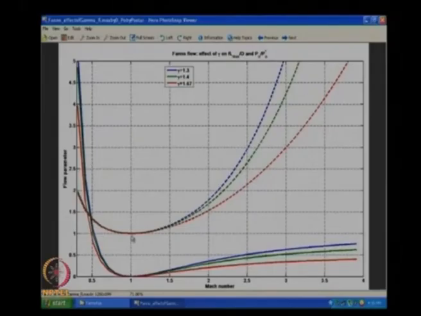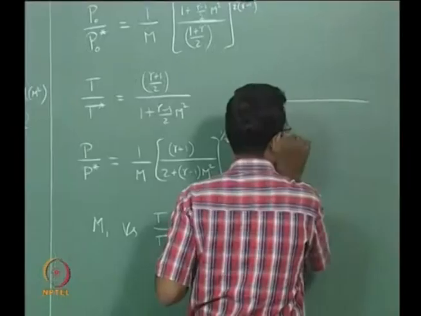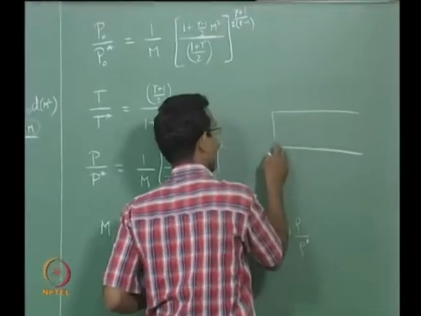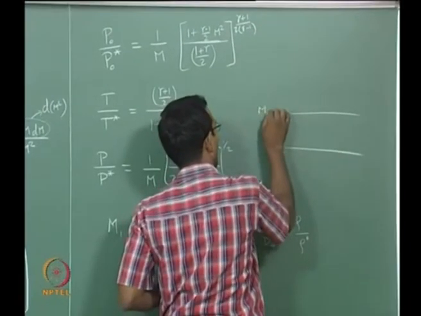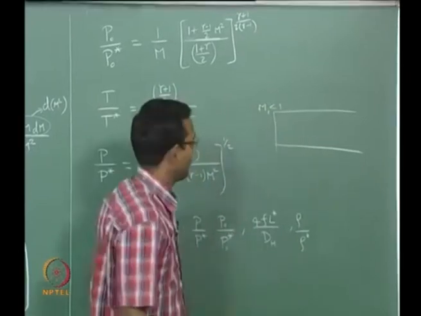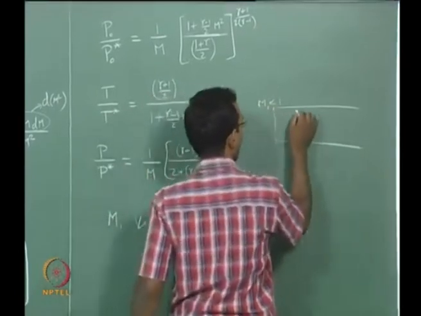Let me go to the board a little bit. If I think about this from a fluid mechanics point of view, I am going to say I have some M1, let us say less than 1 condition, and I am going to say there is a boundary layer growing.